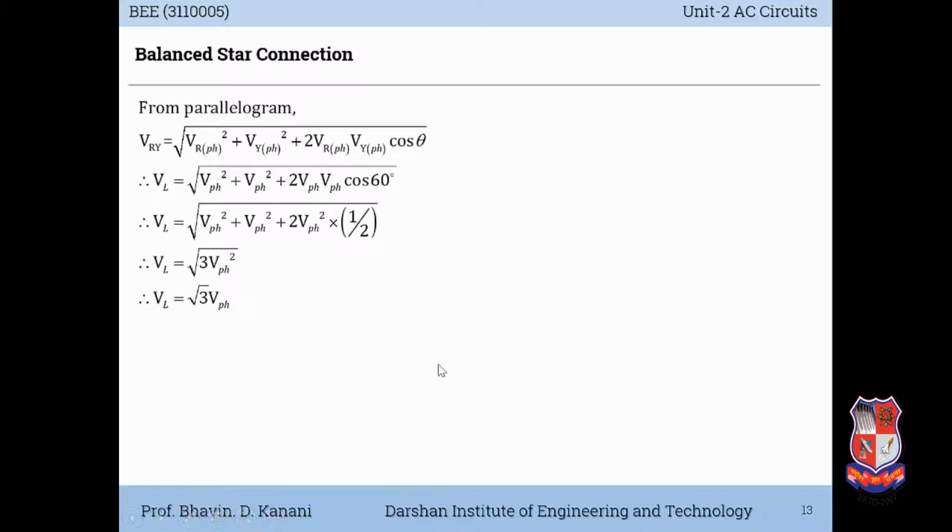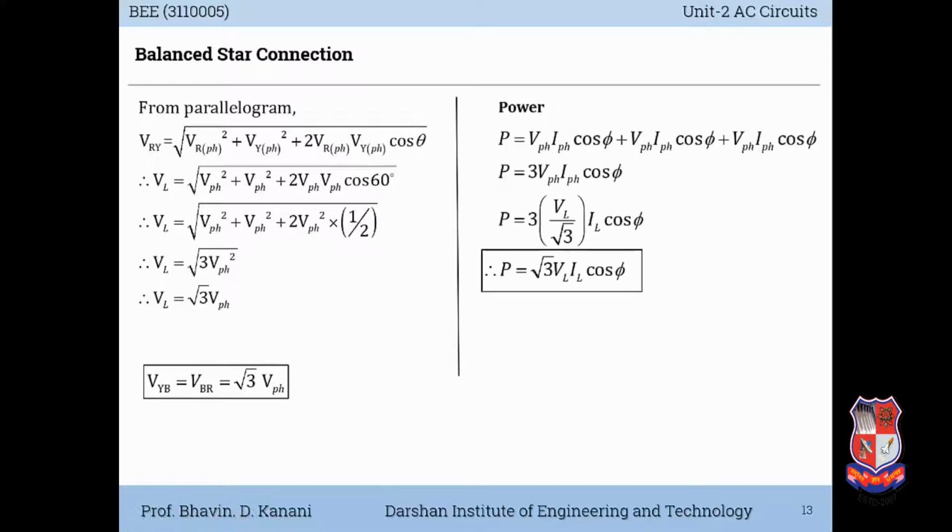Now from that parallelogram, the mathematical equation will be derived like this. So ultimately the line voltage is equal to √3 times phase voltage. तो ये कंक्लूजन ये हमारा बन रहा है अगर पावर की बात करें बैलेंस द स्टार कॉन्फ़िगरेशन में.